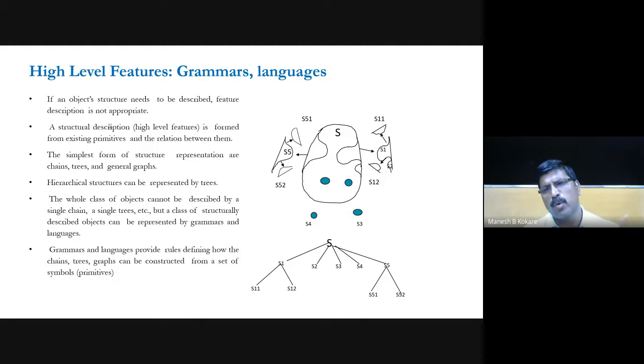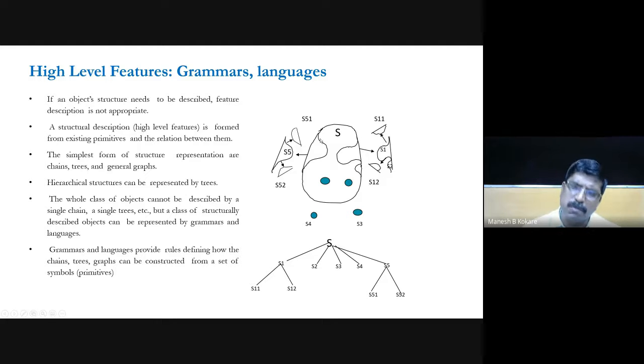So for that, you have to go for the higher level representation of the features, and higher level feature representation is nothing but the structural level description, and this structural level is formed from the existing primitives. As I said, a primitive is nothing but a symbol. Like this is one of the symbols which is representing this structure, or this is another symbol representing this structure. This is the fifth or fourth symbol, this is the third symbol, this is the second symbol, this is the first symbol, and this part will be S11 and so on.